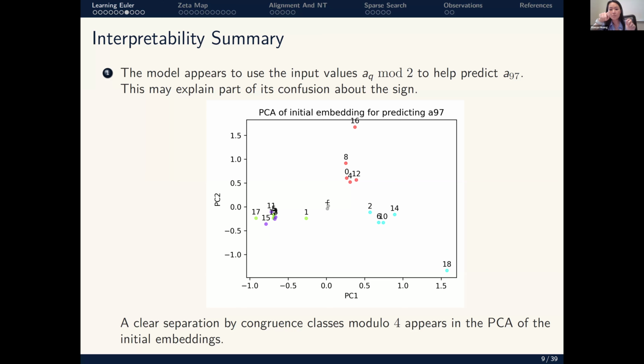The confusion with the sign comes from the fact that it's really hard for the model to distinguish negative and positive. They're both somewhere in the middle, so they carry essentially no information. Another explanation for the confusion with the sign is that if the model is using AQ mod 2, possibly to predict some information about A97 mod 2, then this kills the distinction between the signs.